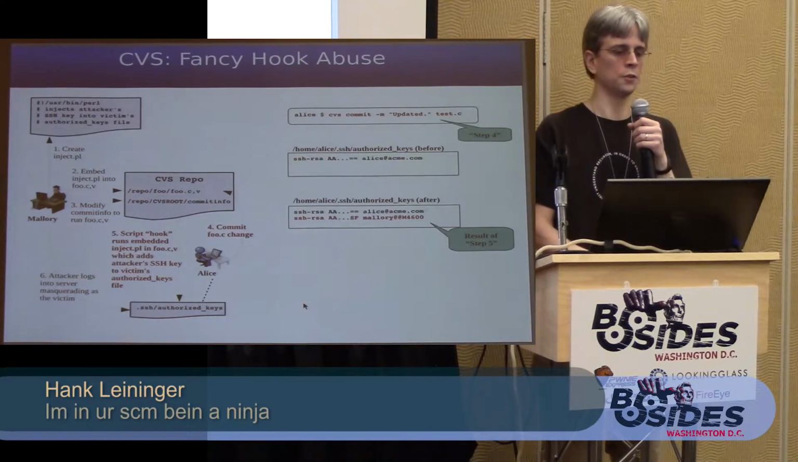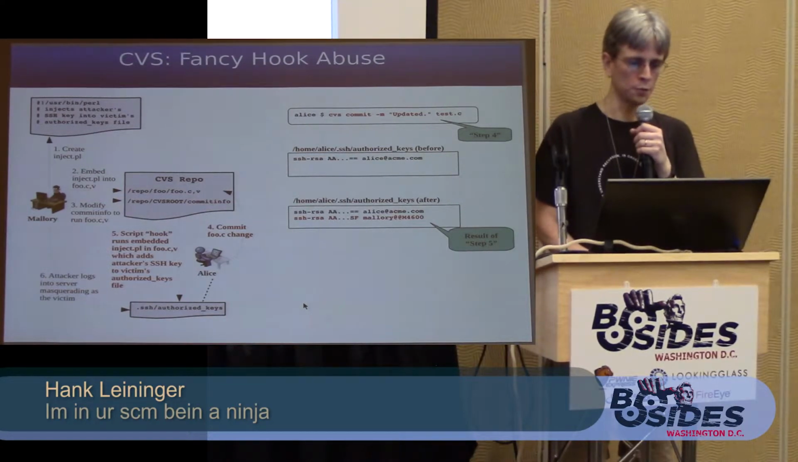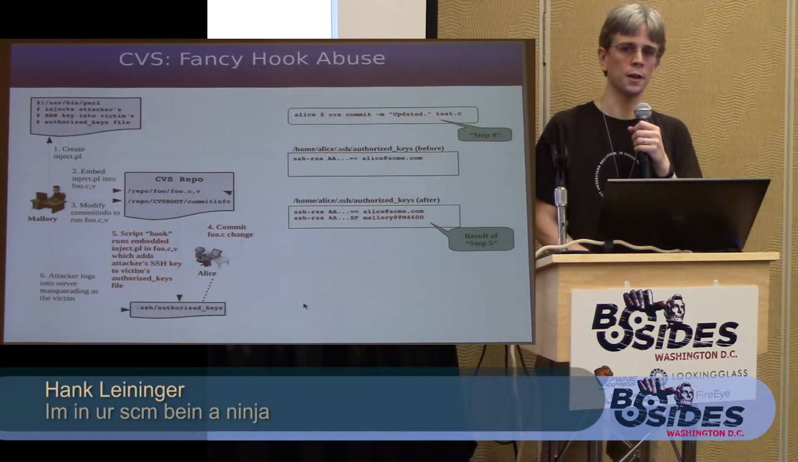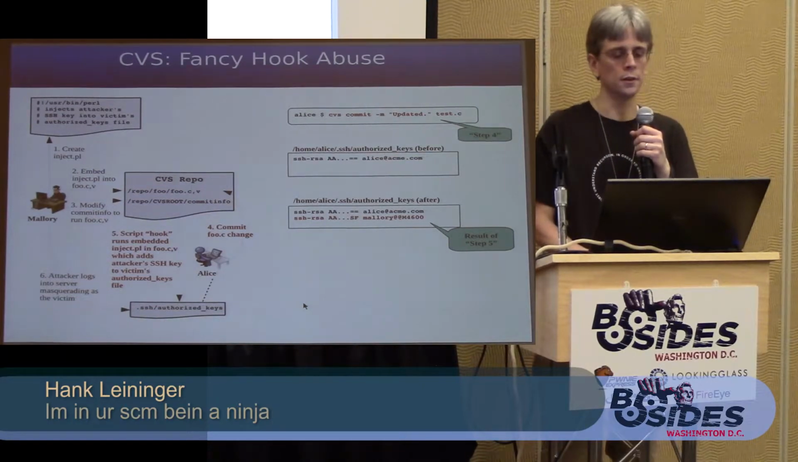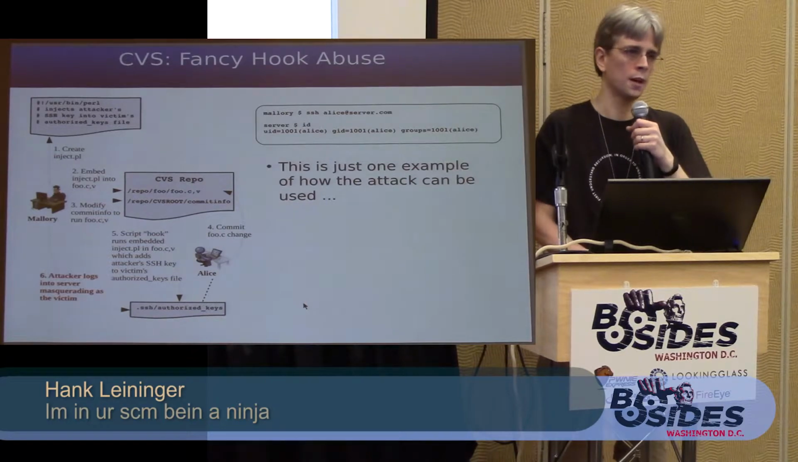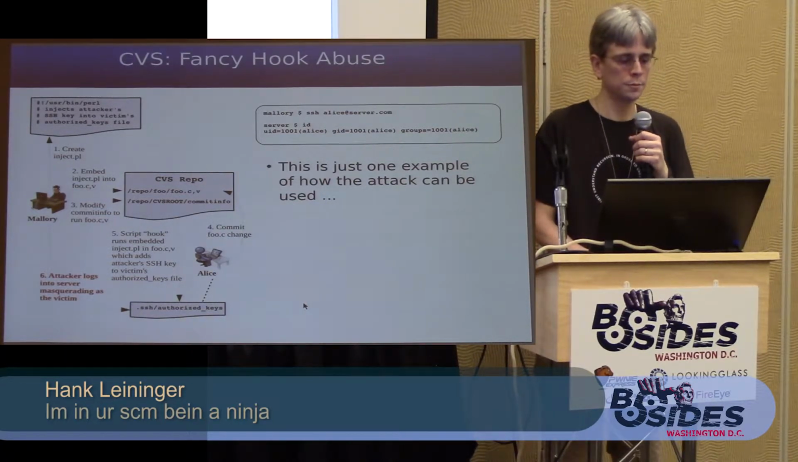And now basically the same moving parts as before. When Alice commits to this repository, that's step 4, the embedded Perl code gets executed and the public key gets added. Now again, this is just one example of how you would use this attack. You could use any kind of interesting payload you wanted, but it's an easy example.